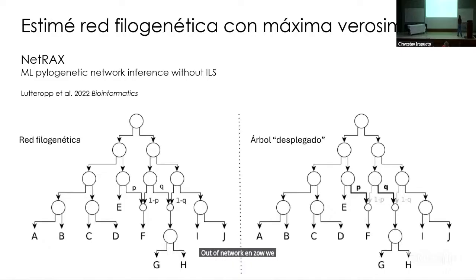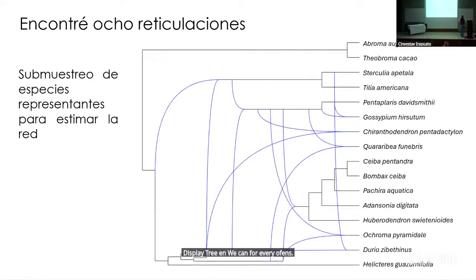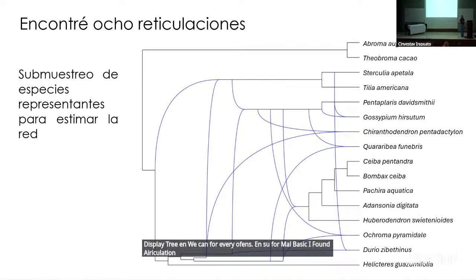And so we are estimating the number of reticulation events in our sampling with a multiple sequence alignment, okay? So we have a multiple sequence alignment, we have many genes, and we can find these networks here, and there's an algorithm that prunes the one parent for each reticulation event, and then we can estimate the likelihood of that phylogenetic tree. And so, yeah, one of the parental branches is pruned. We can calculate the likelihood of this displayed tree, and we can do that for every set of species and set of genes. And so for Malvaceae, I found 8 reticulation events, and this is a lot.